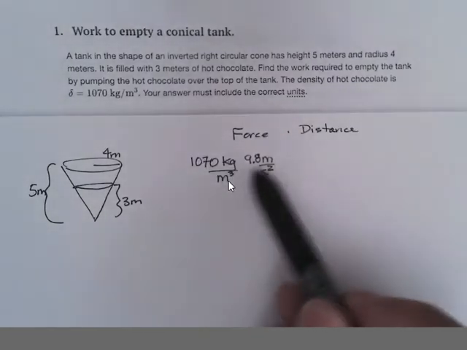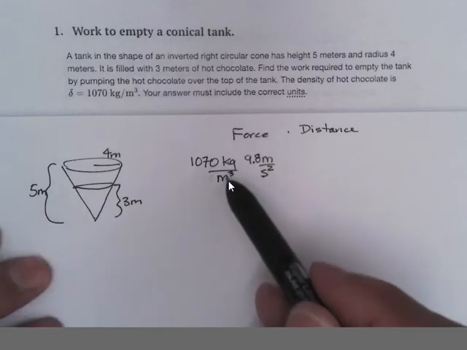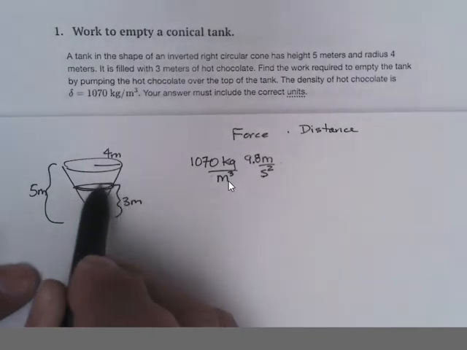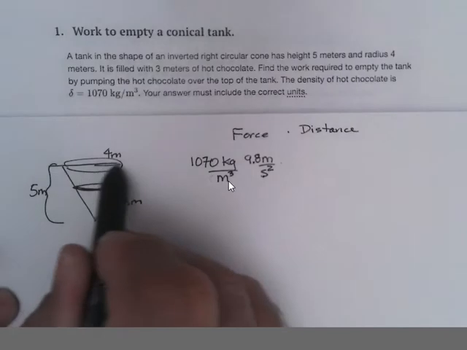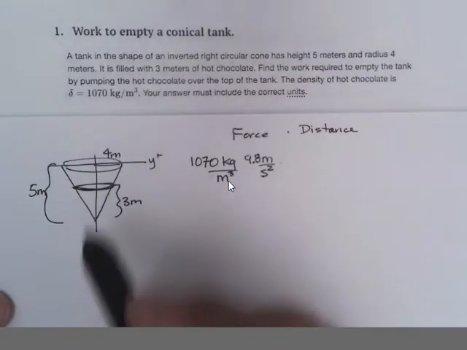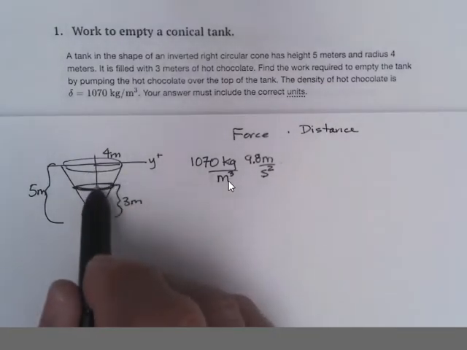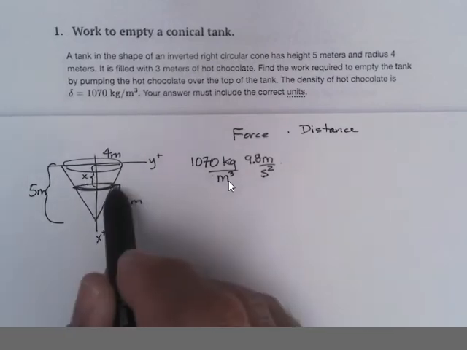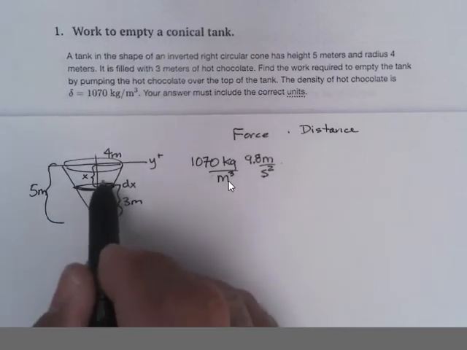So, this would be a force if we didn't have the meters cubed. Meters cubed is the volume. So, we need to talk about the volume. And that's going to be the volume of a slice. And we'll just take a slice right at the top. If I put my axis with y positive here, as the book does, and x positive down here, then this would be x. This would be a thickness of dx. The radius would be y.